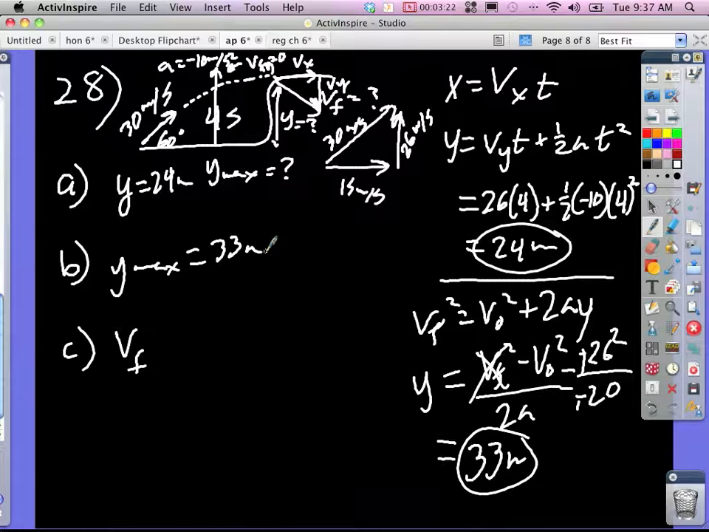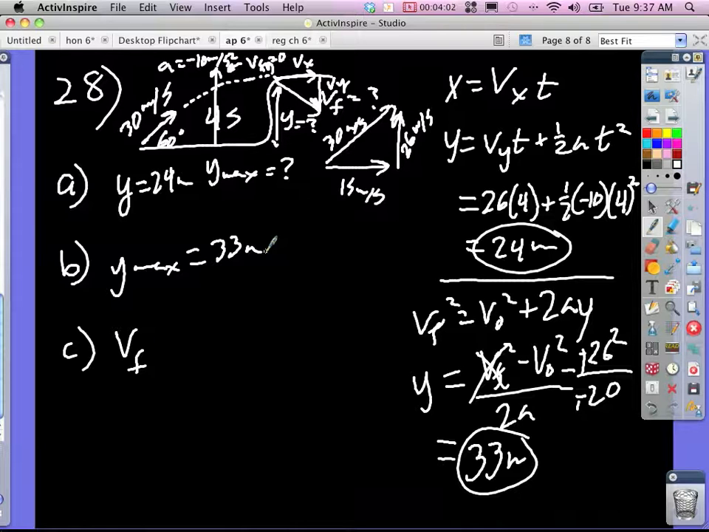V naught squared, yes. 26 squared is around 600. Because that's the initial velocity, vertically. Remember, I'm looking at this only in the vertical direction right now. They just asked for the highest point. How do you get 26 vertical velocity? Sine 30, sine 60. I hope it's 26. I was guessing in my head. Remember, I'm using rough numbers here, so I'm rounding everything off.